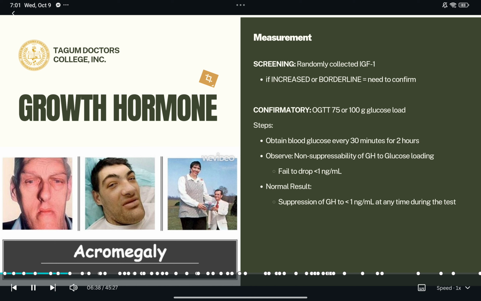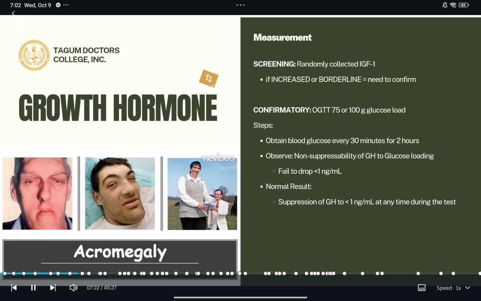For the screening of acromegaly, or increase in growth hormone, we could do a random collection of IGF-1. If IGF-1 is increased or borderline, we would need to do a confirmatory test, which would be the OGTT with a 75 gram or 100 gram glucose load. First we obtain blood glucose every 30 minutes for 2 hours and observe non-suppressibility of growth hormone to glucose loading, or if it fails to drop to less than 1 ng/ml, which is the normal or reference value for adults.